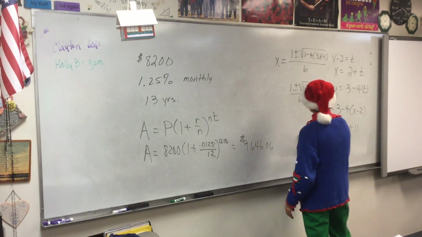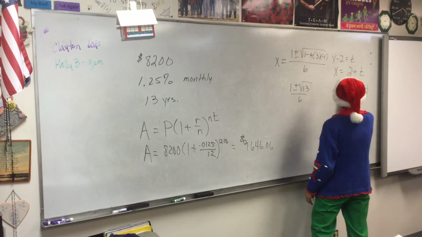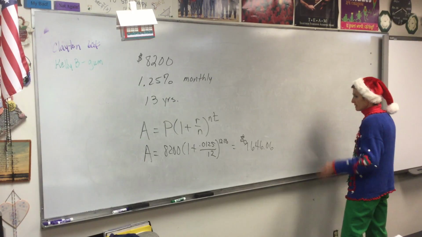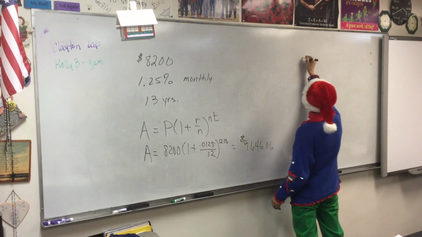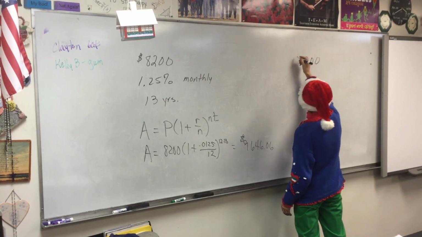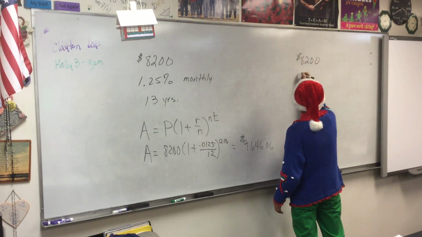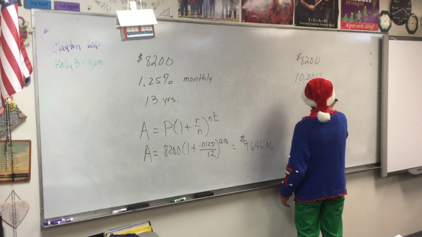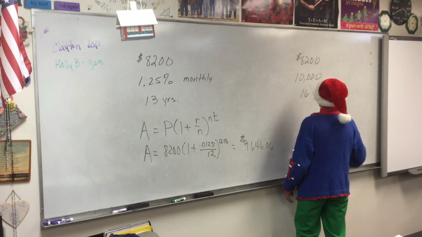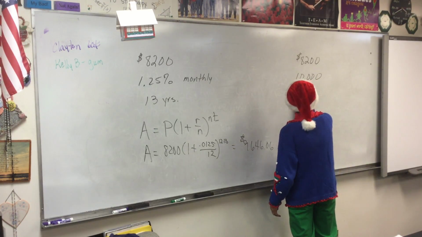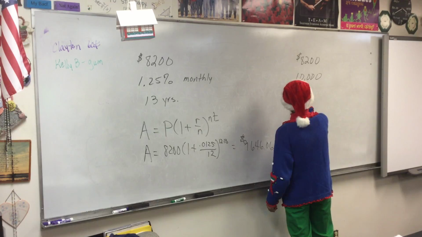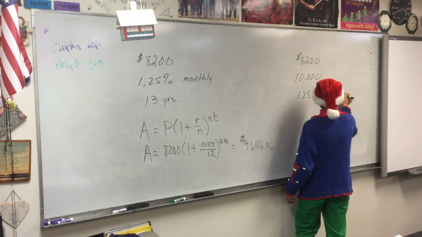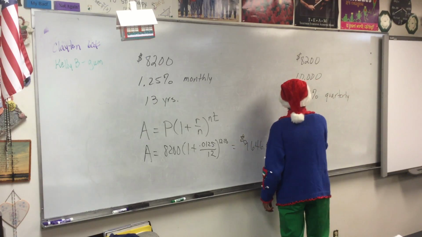So then the same kind of question, but a different ultimate question, might be: I'm depositing $8,200. I want to end up with $10,000 in 16 years. No, the interest rate, I want to end up with $10,000. The interest rate is 1.25% compounded, let's say quarterly. How long will it take?